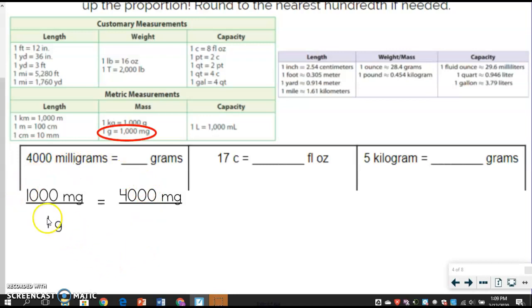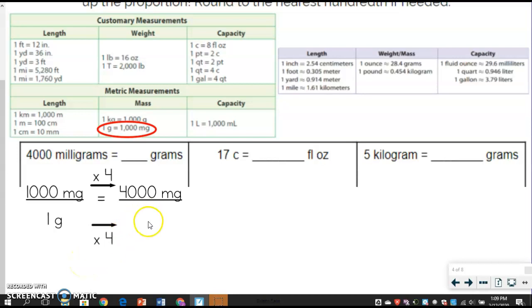But we should know that to get from 1,000 to 4,000, the only thing that changed was the 4. So we are doing times 4 for this one. If you weren't sure, you can always do 4,000 divided by 1,000, and that would give you your answer. Okay? So we're doing times 4, and if we do it to the top, we have to do it to the bottom. And so we end up with 4 grams as our answer. So this would be the work that shows that. You can do the work in the calculator, but this would be the proportion that we need to set up still. All right, let's try another one.